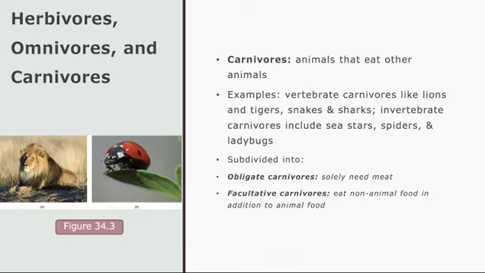We can further classify carnivores into obligate carnivores, which mean that they solely eat meat. So that would include our lions and cheetahs and other wild cats. And we've got our facultative carnivores, which mean they can eat non-animal food in addition to animal food. So an example of this type of carnivore would be dogs.